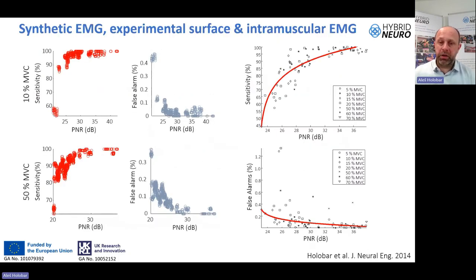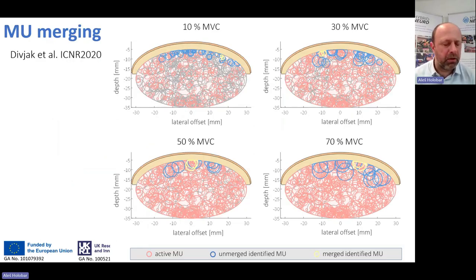We showed one decade ago that this pulse to noise ratio correlates very well with the sensitivity, and correlates negatively, or inversely, with the false alarm rate. And this has been shown in synthetic signals and in experimental signals using intramuscular EMG as a reference. So pulse to noise ratio is something useful in our eyes, but it comes with some challenges, with some issues. And basically, one of the main issues remaining when it comes to the decomposition of the EMG signals is the problem of motor unit merging.